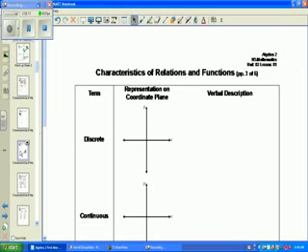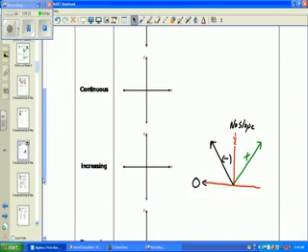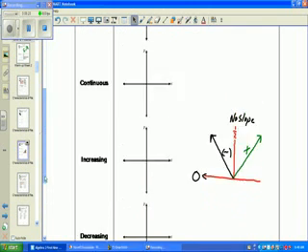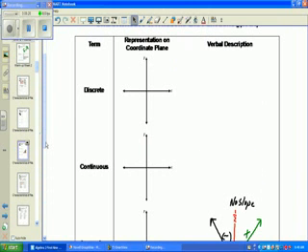The one I want you to go to... what about discrete and continuous? What's discrete going to look like when I graph them?